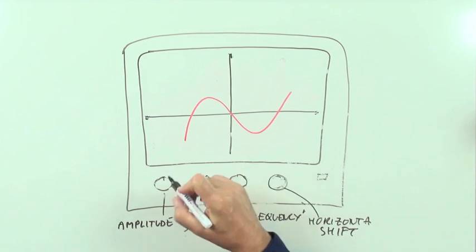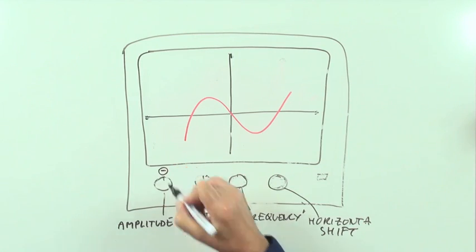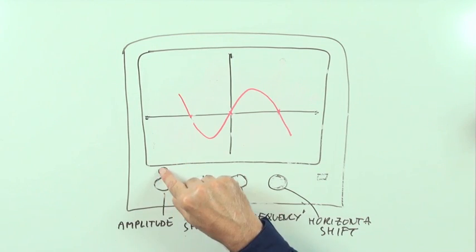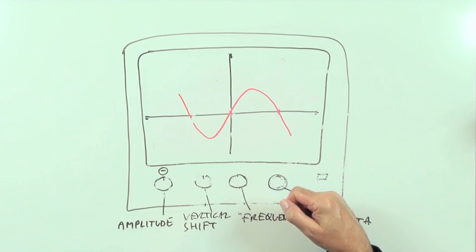So, what about if the amplitude was negative? We'll put a wee negative button here. Press that button, and it pops upside down. Positive answers become negative answers.